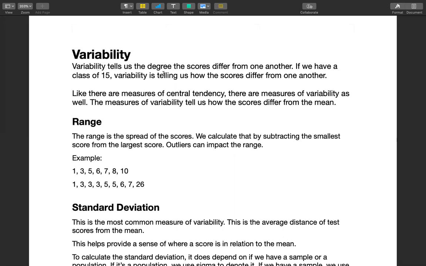So for example, if we have this first data set here, we can calculate the range, and we're going to take the largest score, so 10, and subtract the smallest score from it, which is 1, and so our range is 9. So the range is 9.